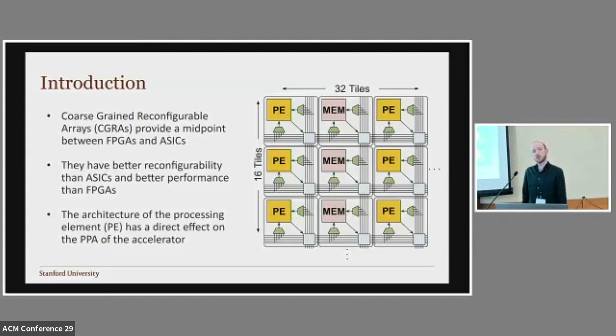In addition, they're not just one design point. CGRAs, depending on how specialized they are, can be higher performance or more reconfigurable. In particular, the architecture of the processing element has a direct and significant effect on the power, performance, and area of the accelerator.